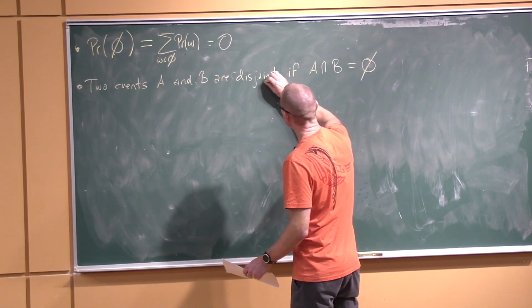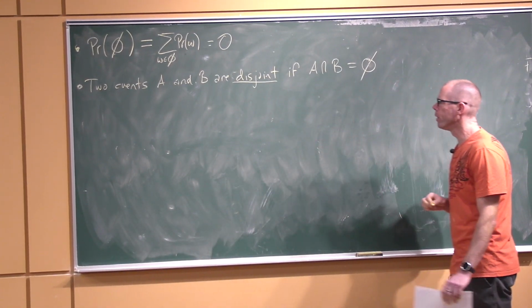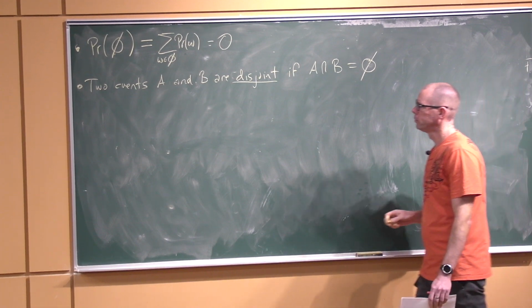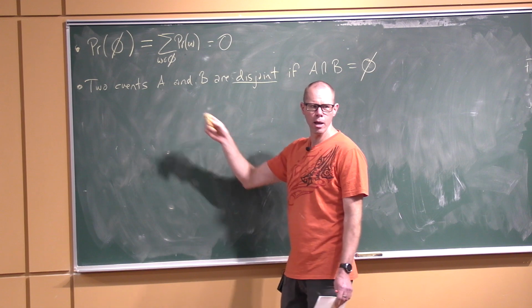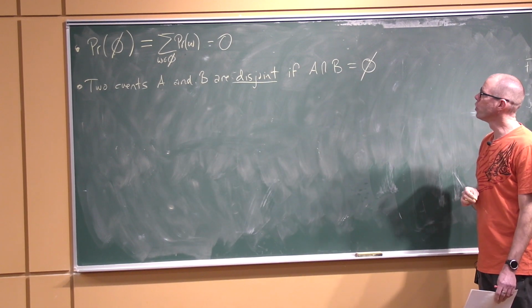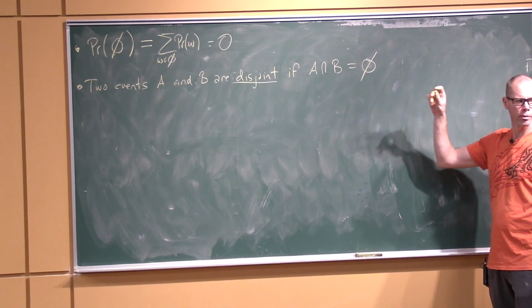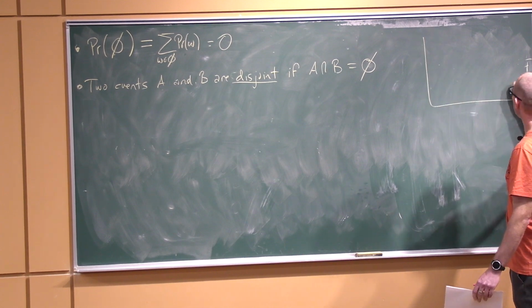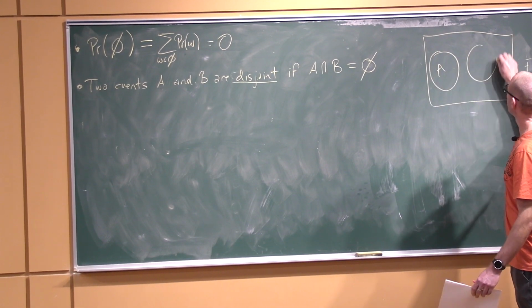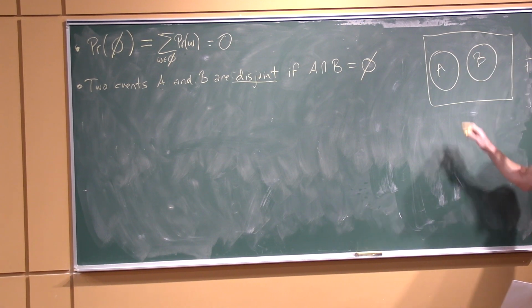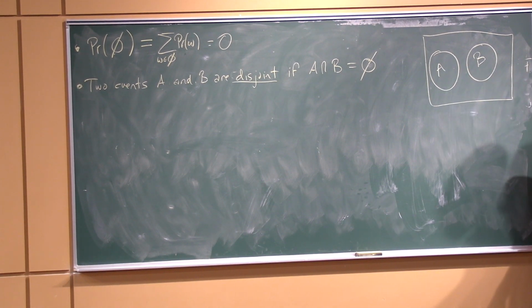Here's a definition, which you probably already know. Two events, which are just sets, A and B, are disjoint if they have nothing in common. That means in their Venn diagram, you have A and you have B, with nothing in their common intersection.